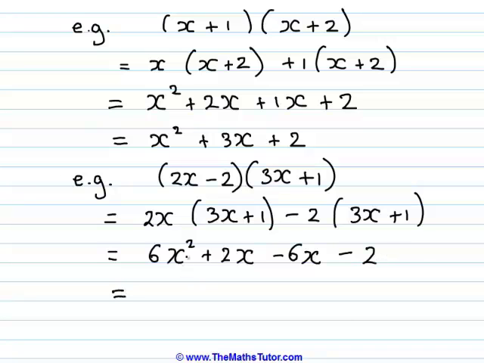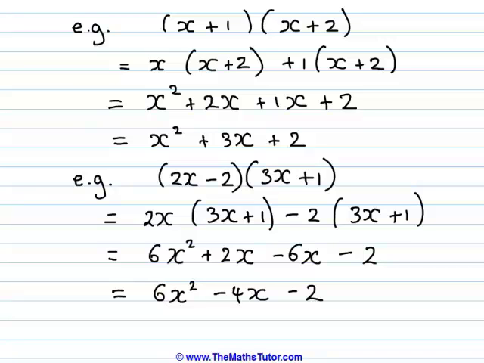Again, we've got a quadratic term. We've got a linear term, an x term, and another x term, and a constant term. So to simplify this further, we can group any like terms together. So 6x squared stays as it is. Plus 2x minus 6x, well, plus 2 minus 6 is minus 4, x, and then minus 2. And again, we can't simplify this any further. We've got an x squared term, the quadratic term, we've got an x term, the linear term, and we've got a constant term.